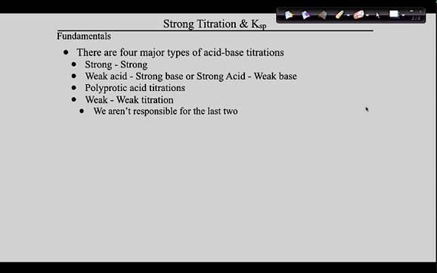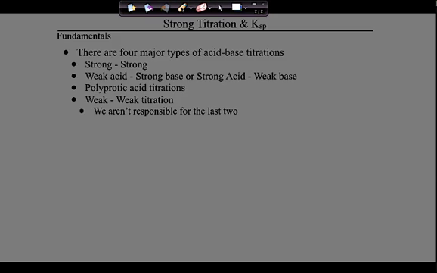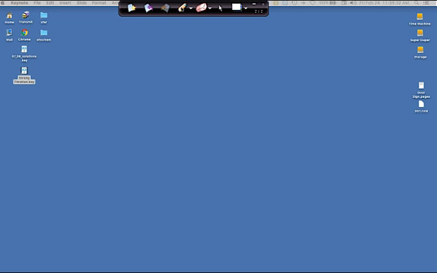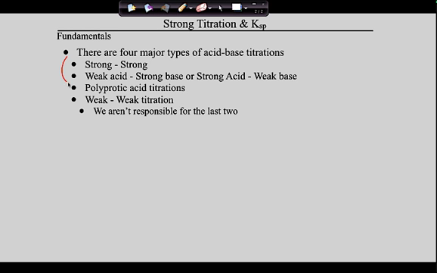Now guys, here's the beautiful thing. We don't have to do either one of these last two. We do not have to study polyprotic acid titrations. We also don't have to study weak titrations. So all we've got to do are these, realizing that we've already done a different type of titration, right? The buffer titrations. So really this should be in addition to the buffer titrations. All that we have to do, guys, is these two. So we've got to do strong, and weak, strong, and we're good.